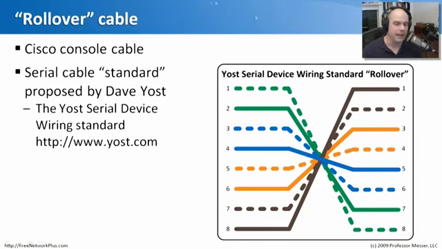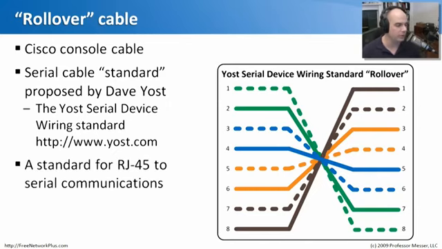It's a great idea. And he used this idea of a rollover where pin 1 connected to pin 8, pin 2 to 7, pin 3 to pin 6, and so on and so forth. So you essentially flipped one side of the cable completely over. You rolled over one side of the cable from the other. And as long as they were rolled over, we were just fine.